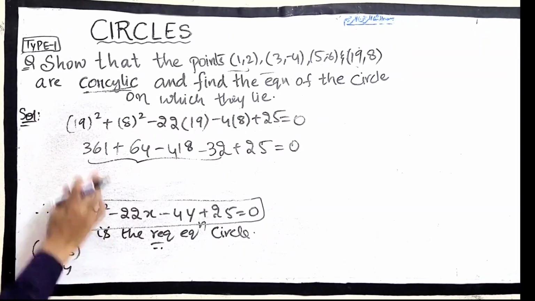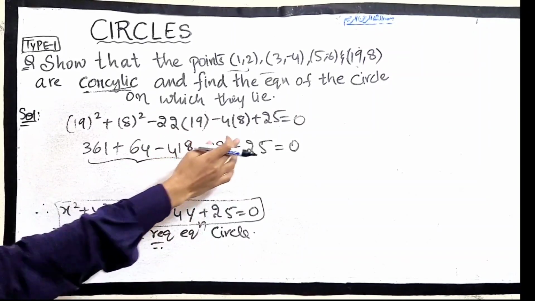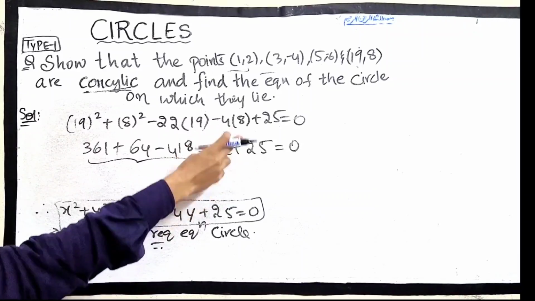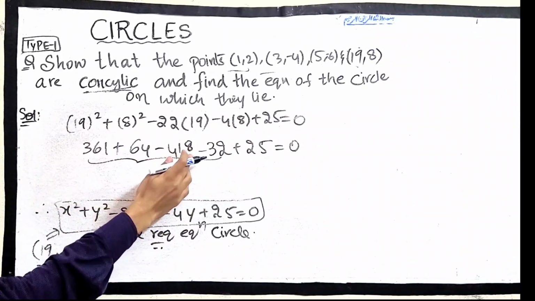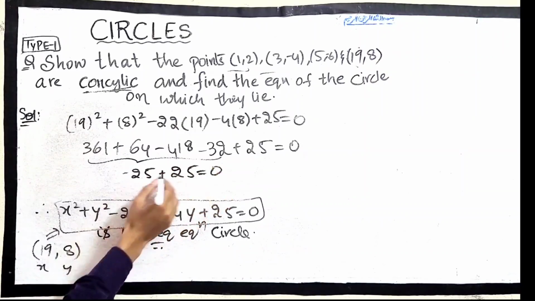So now just substituting 19 comma 8, we got 19 square plus 8 square minus 22 into 19, minus 4 into 8, plus 25. After substituting, 19 square is 361, 8 square is 64, 22 into 19 is 418, and 4 into 8 is 32, and 25. So 361 plus 64 is 425, 425 minus 418 is 7, 7 minus 32 is minus 25, and the last term is plus 25. So you know minus 25 plus 25 is equal to 0.